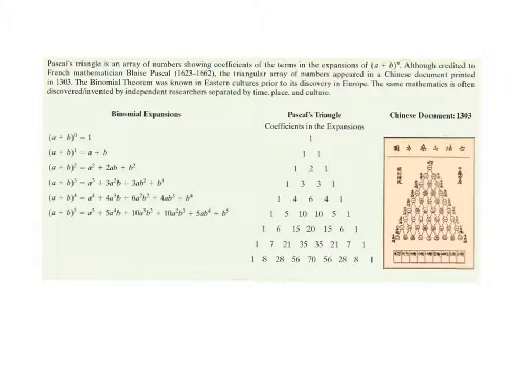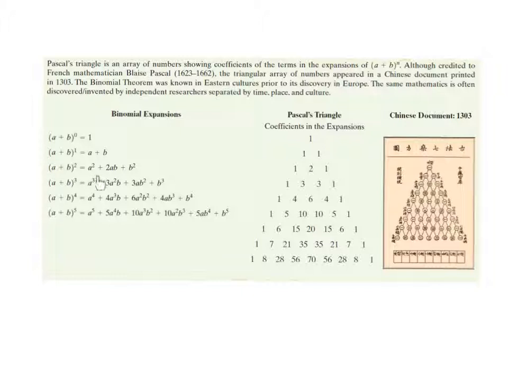published as his work. So what this triangle actually is, is all of the coefficients if you expanded a plus b to the n. So think about a plus b to the 0. Anything to the 0 is just 1. The first number in Pascal's triangle is 1. A plus b to the first would be a plus b. So the coefficient of a is 1 and the coefficient of b is 1. So the next row is 1, 1.